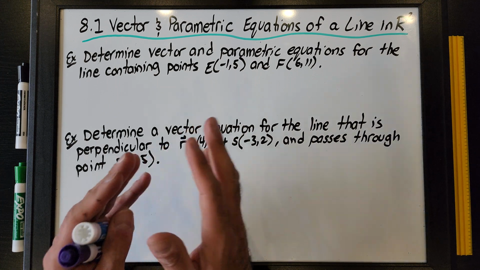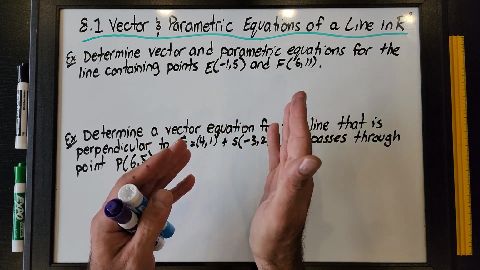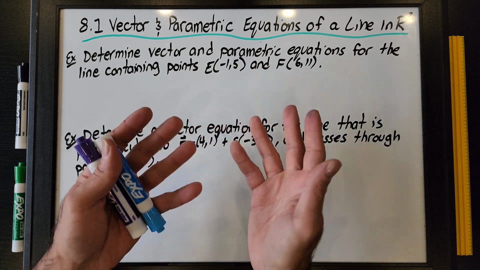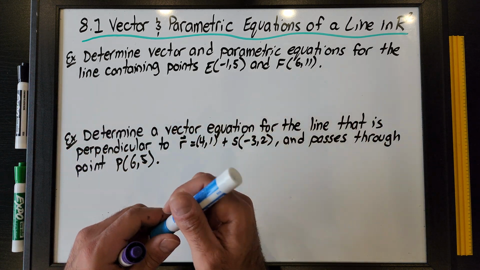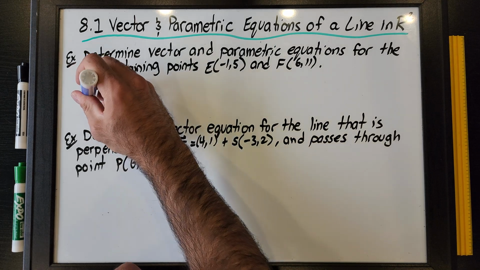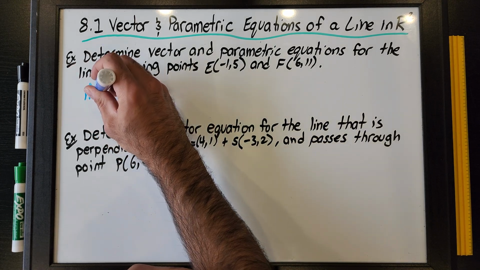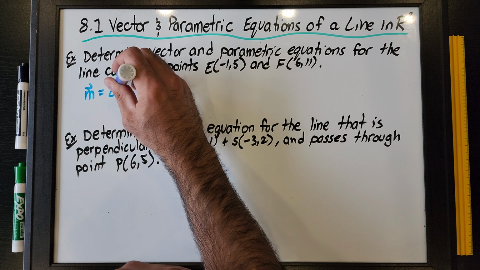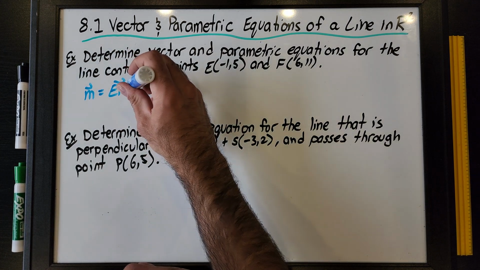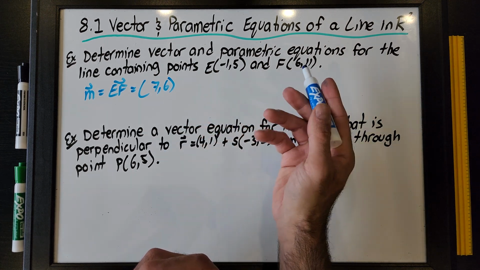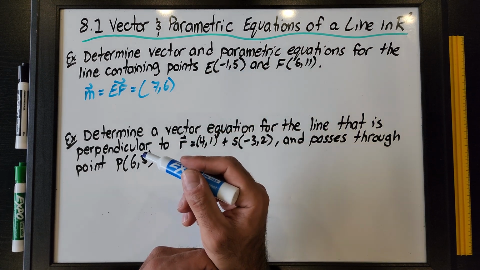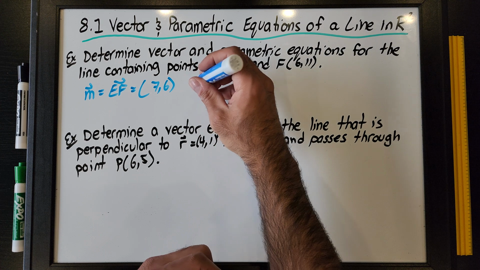So we want to determine a vector and parametric equations for the line containing these 2 points. Again, you need a directional vector from one point to the other, and you need a point. That's it. There's nothing else to it. So our only directional vector, which is m, can be in the form of vector EF, because those are the 2 points I have. So vector EF is just 7, 6, right? Really easy to find. 6 minus negative 1, 11 minus 5. Now, that's it.